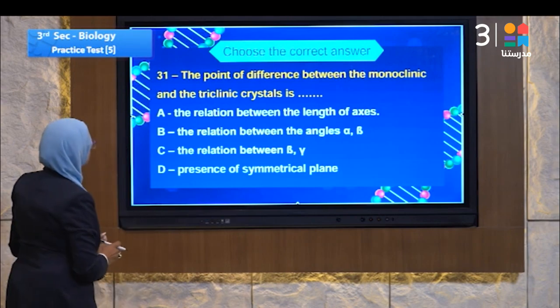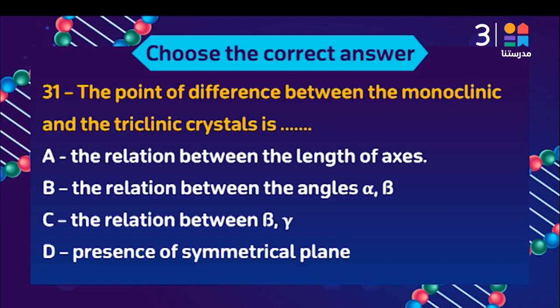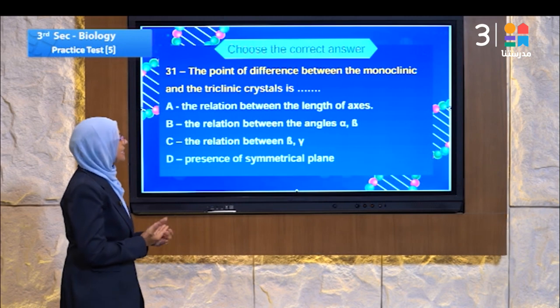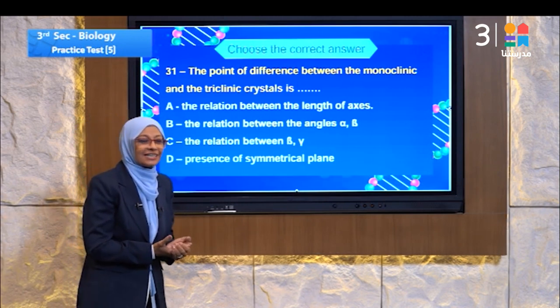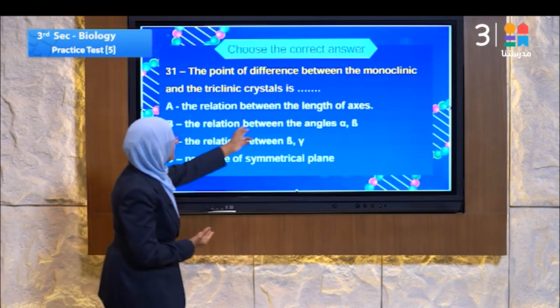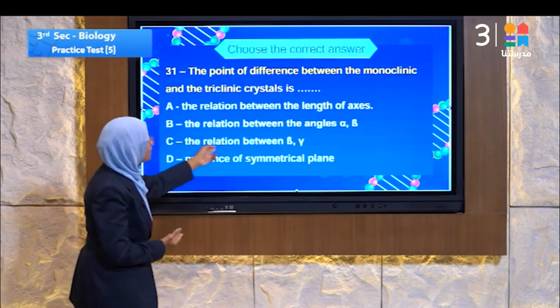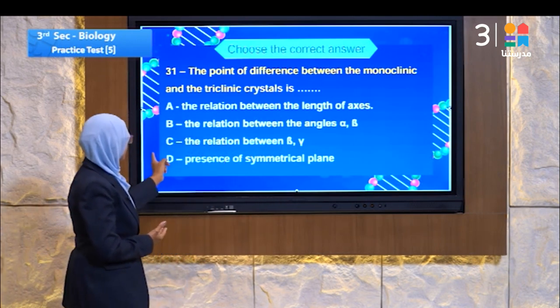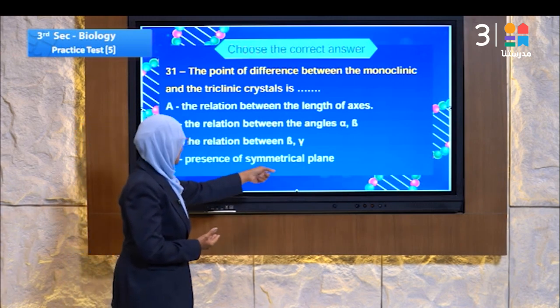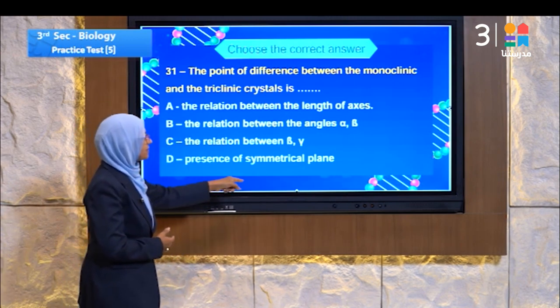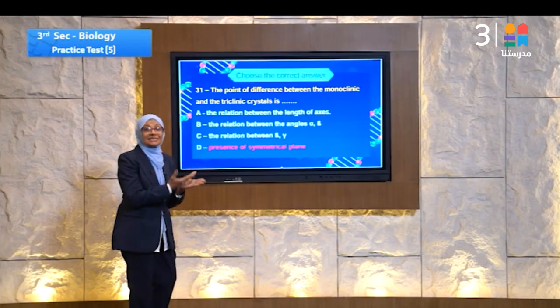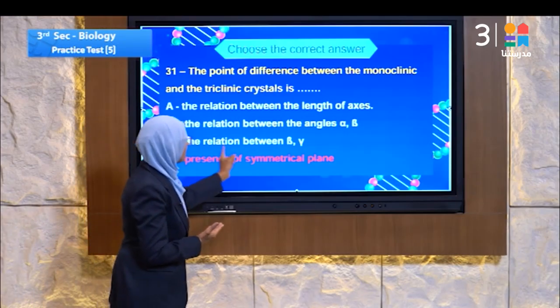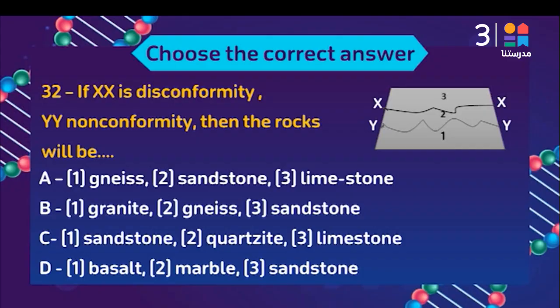Let's go to question number 31. Number 31 speaks about the point of difference between monoclinic and triclinic crystals. What are the differences here? Let's read the choices and decide. A, the relation between the lengths of the axes. B, the relation between the angles A and B. C, the relation between B and Y. D, the presence of symmetrical plane. The answer must be D, the presence of symmetrical plane. Let's go to question number 32.